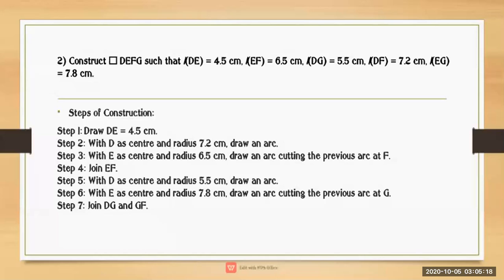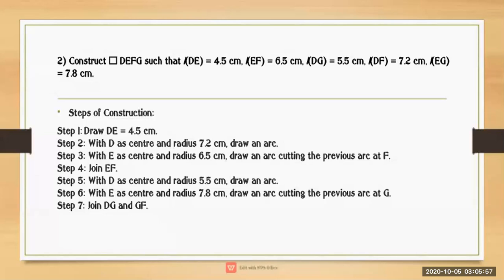So here we are going to construct this quadrilateral by taking the measurements only. There is no degree over here. So there are some steps which you are going to follow. Now here are the first steps. I'm going to read the first step and then we will construct a rough figure. First step is, you have to draw a line DE, that must be 4.5 centimeter. The name of that line is DE.